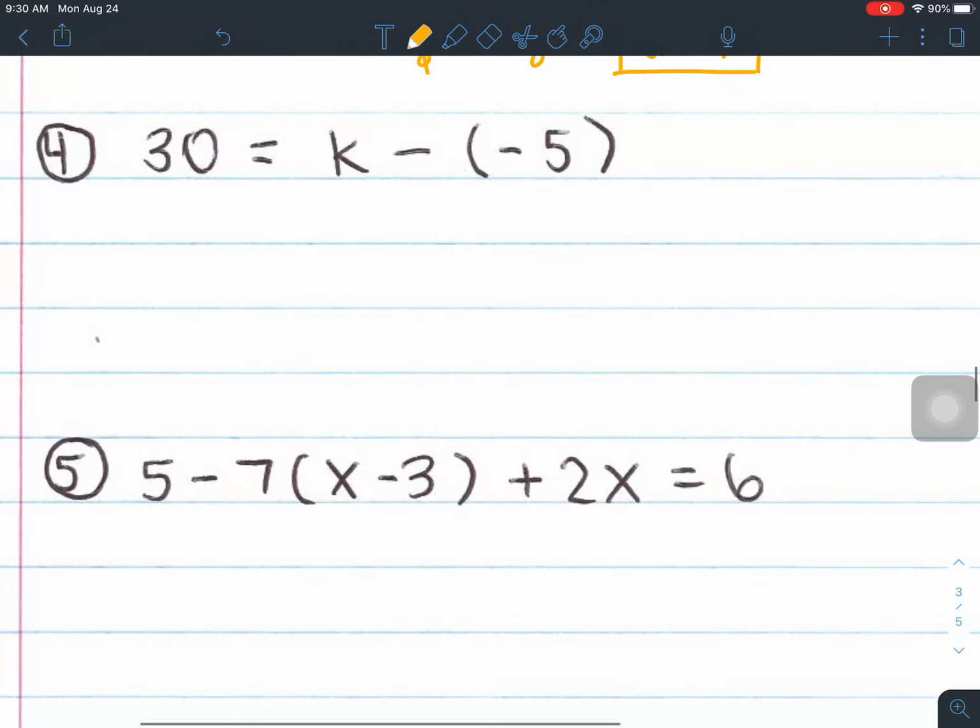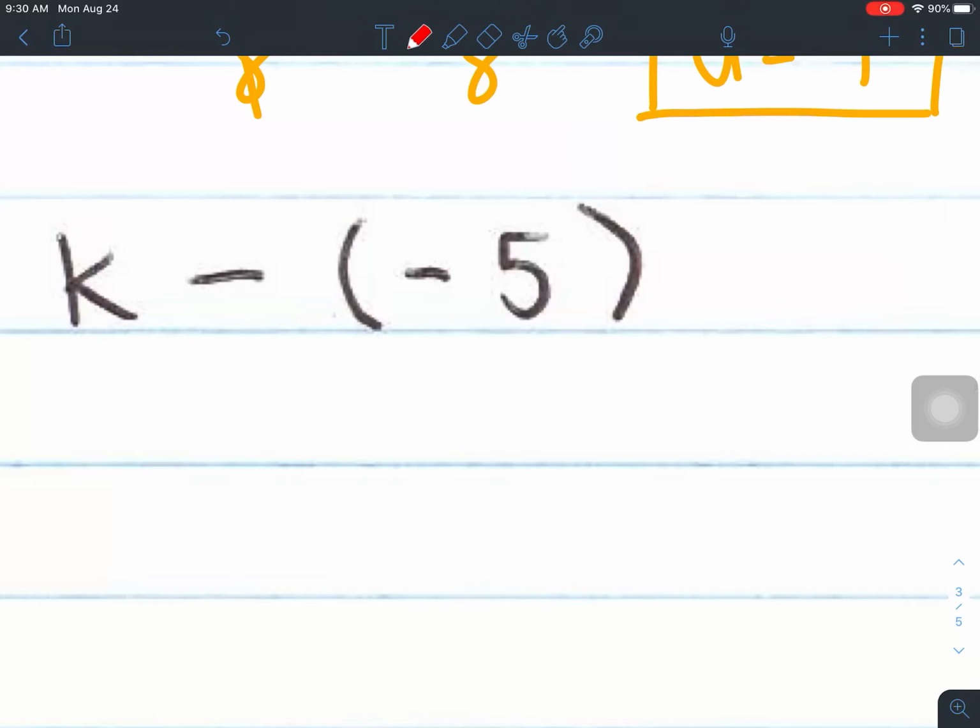Moving on to number 4. 30 equals k minus negative 5. Now, what do we see here that we don't like? Parentheses. So how do you get rid of parentheses? You want to distribute the number that's directly outside of them. Now here, is there a number directly outside of these parentheses? No. But remember I told you if it's not written, what is really there? There's really actually a 1 here outside the parentheses, we just don't write it, okay?